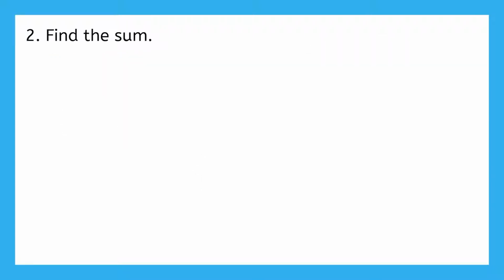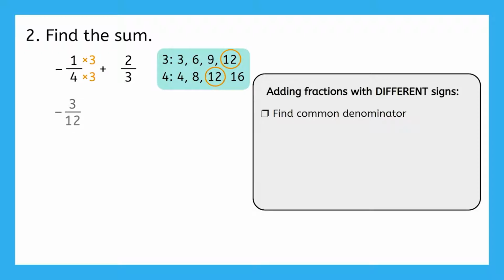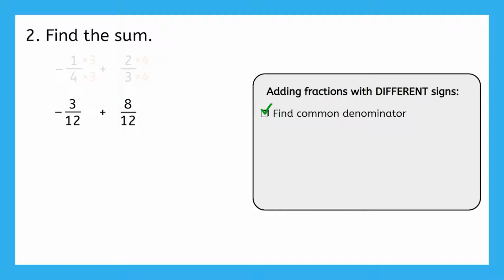Let's try it out by finding the sum of negative 1/4 and 2/3. Ooh, we need to find a common denominator here. The least common multiple of 3 and 4 is 12. So we can multiply the numerator and denominator in the first fraction by 3, making it negative 3/12, and the numerator and denominator in the second fraction by 4, making it 8/12.